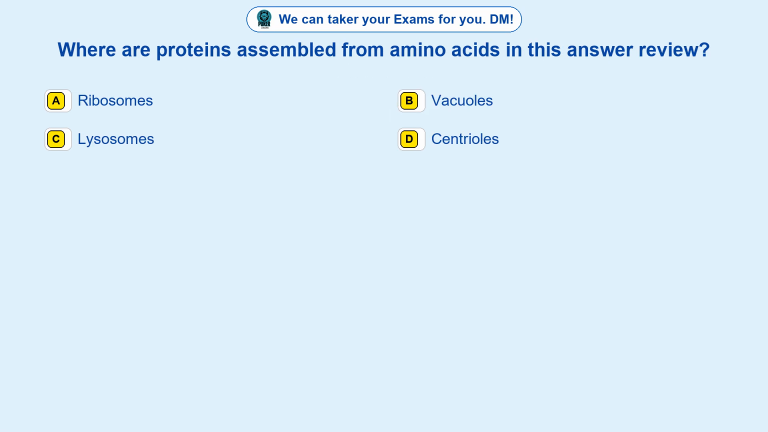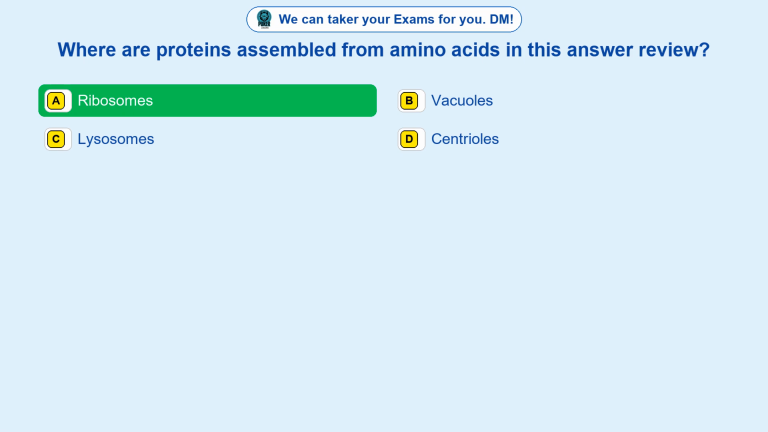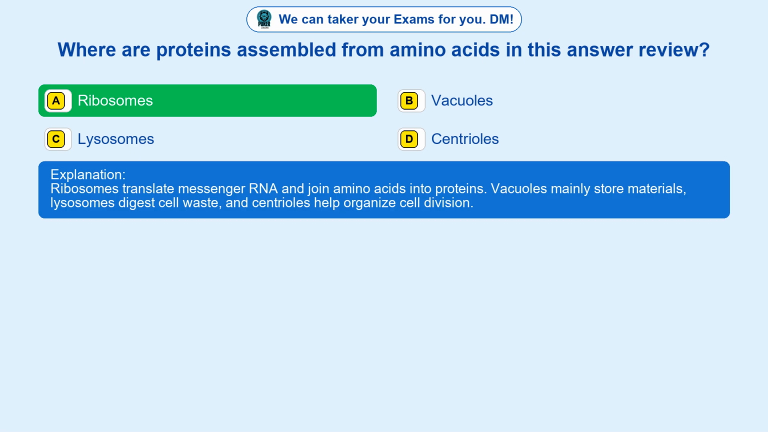Question 9. Where are proteins assembled from amino acids in this answer review? Option A, ribosomes. Option B, vacuoles. Option C, lysosomes. Option D, centrioles. The correct answer is option A, ribosomes. Ribosomes translate messenger RNA and join amino acids into proteins. Vacuoles mainly store materials, lysosomes digest cell waste, and centrioles help organize cell division.